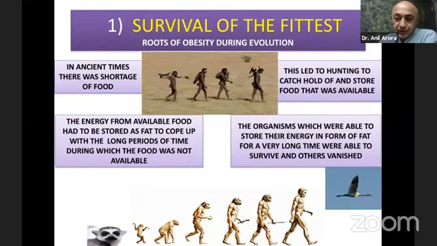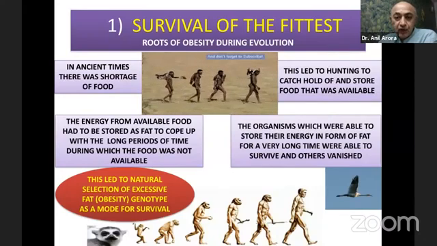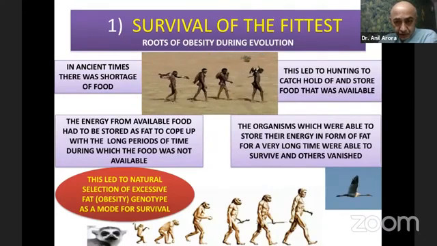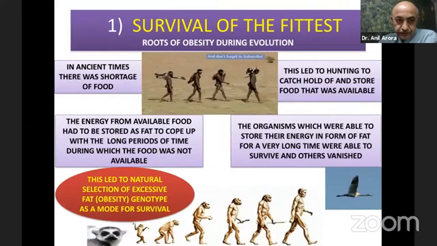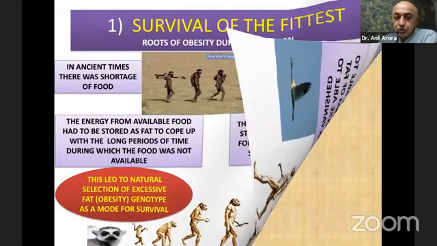A classical example is the trans-Siberian birds, which would have to fly for 6 months to catch their prey across the Atlantic. So this led to natural selection of excessive fat, that is the obesity genotype, as a mode for survival.